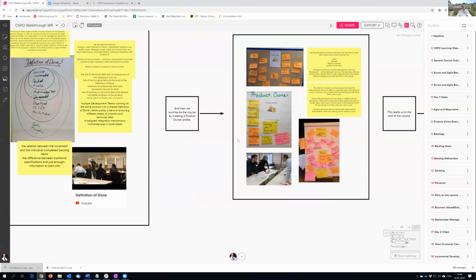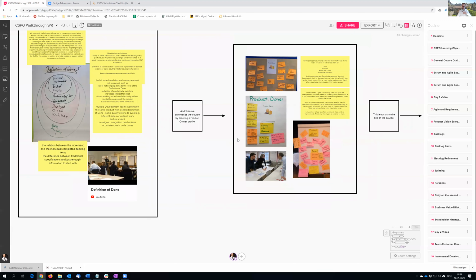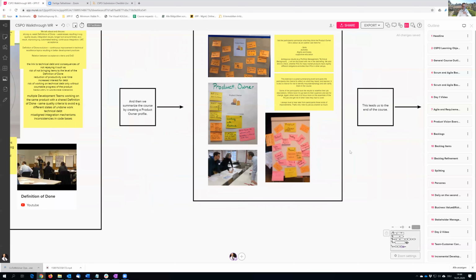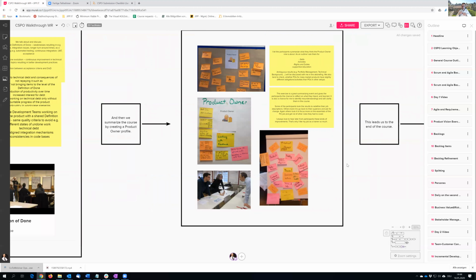And the final round in my CSP classes, on our 4th day, is that we do a summary of everything we heard, but in a special version. We create a profile for the product owner role, for the job of a product owner. I'll ask people what skills a product owner needs, what activities a product owner does, what the goal is, like maximizing value, and also what rights and duties are attached to that.